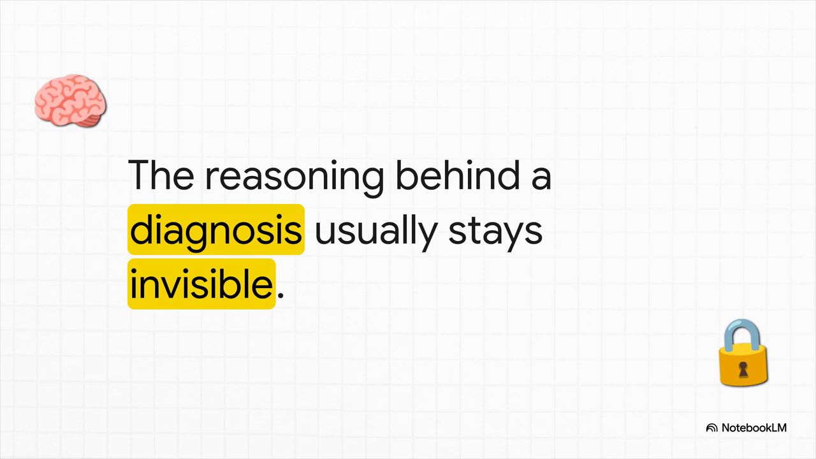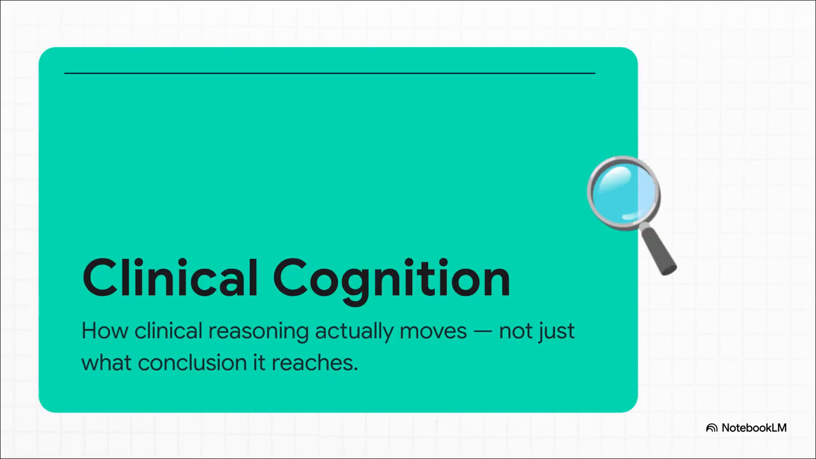And honestly, this invisibility is a massive problem. Because when that black box fails and a misdiagnosis occurs, how do you fix it? If you only see the inputs and the outputs, you have absolutely no way to trace back where the logic went off the rails. You just can't debug a system you can't see. That's where this comes in. Clinical cognition isn't just about getting the right answer at the end of the day. It is fundamentally about how clinical reasoning actually moves to get to that answer.